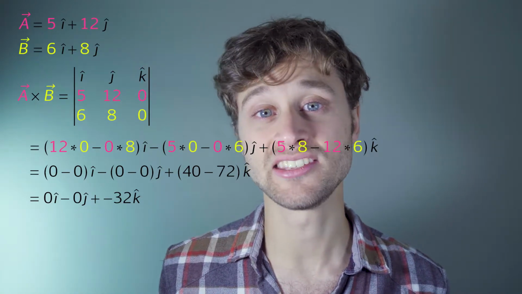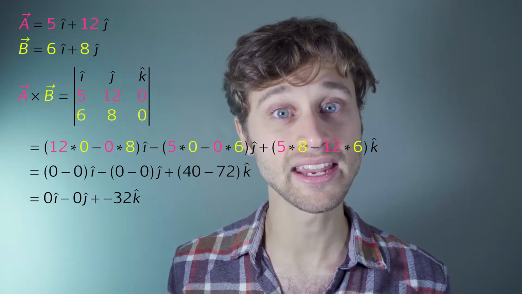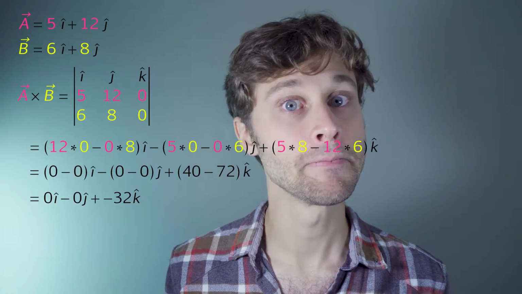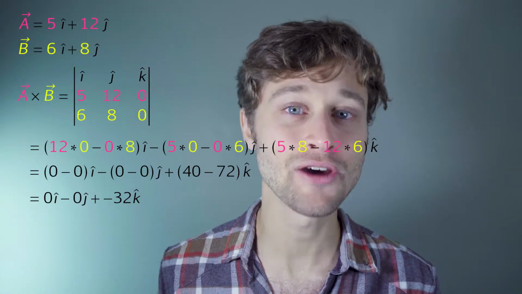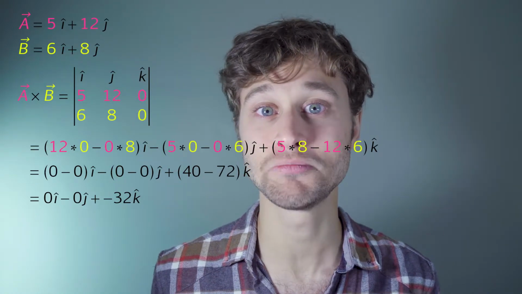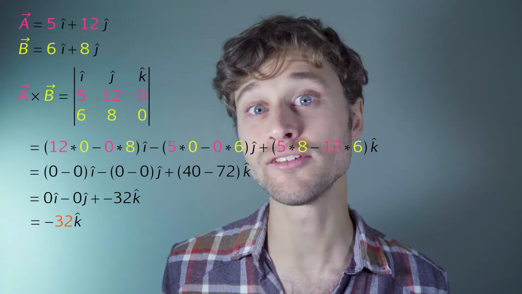So our determinant is equal to 0 i hat minus 0 j hat plus negative 32 k hat. Simplifying down, we find that A cross B is just equal to negative 32 k hat. And as you can see, the magnitude of this cross product vector is 32. And we're also told explicitly what the direction of that vector is. It's in the negative k hat direction, the negative z direction, or into the page, just like we found before.